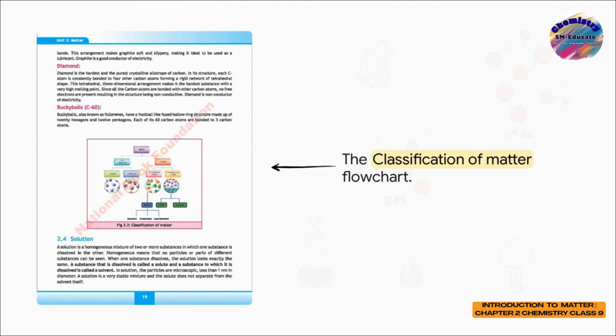If we map out this exact sorting story visually, it creates a fantastic flowchart. You have matter at the very top, branching down into pure substances on one side, which include your elements and compounds, and mixtures on the other. And then those mixtures split again into homogeneous and heterogeneous. It is such a brilliant visual map to just lock into your memory.